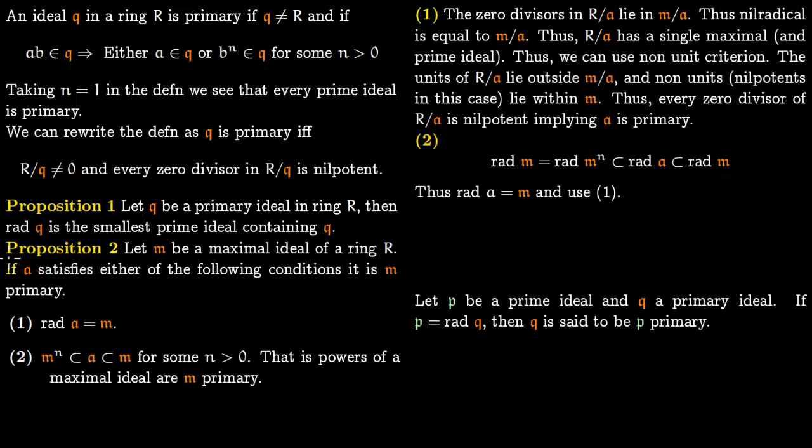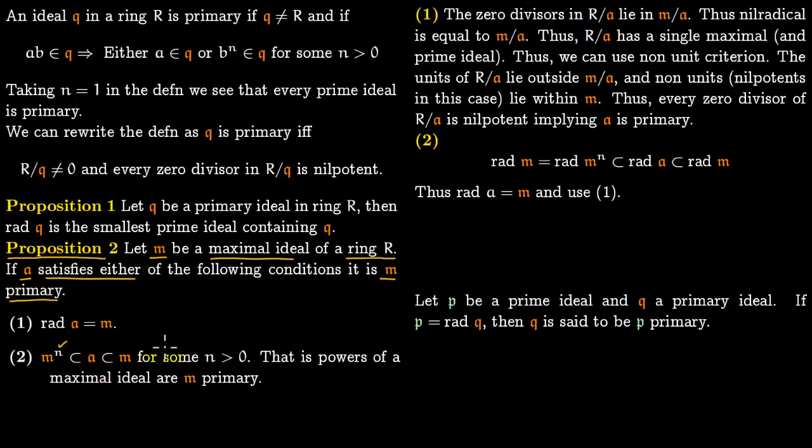Now we prove proposition 2. Here we say, let M be a maximal ideal of some ring R, and suppose A satisfies either of the following two conditions. Either the radical of A is M, where M is the maximal ideal of the ring R, or some power of the maximal ideal lies within A, which in turn lies within M, for some n a positive integer. Then A is M-primary.